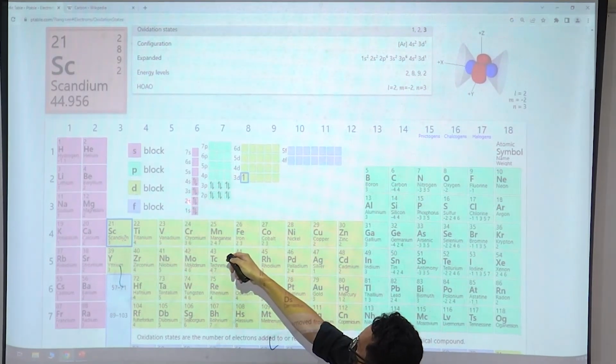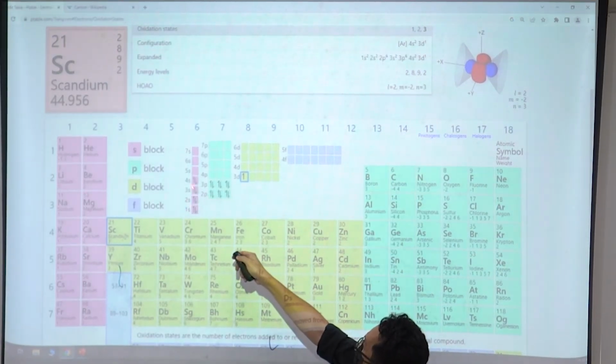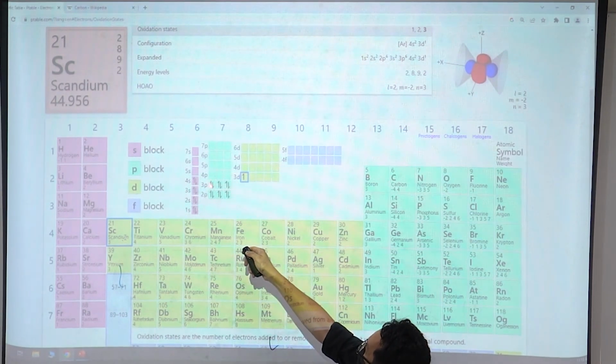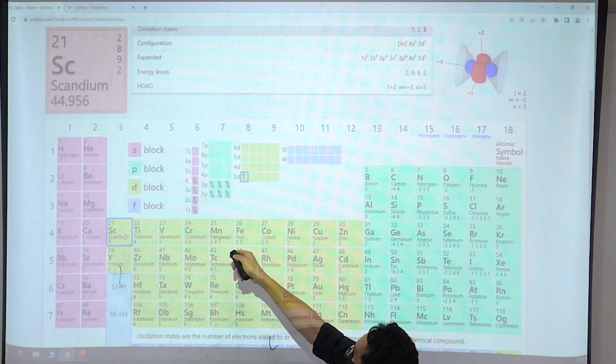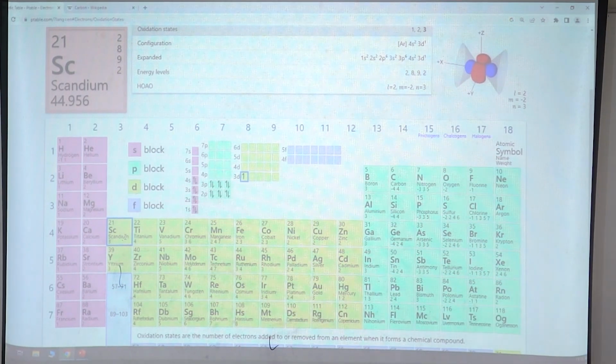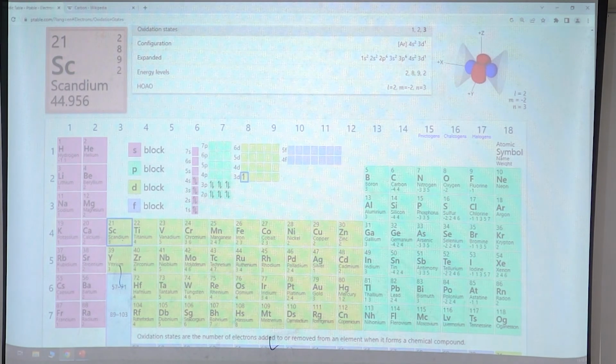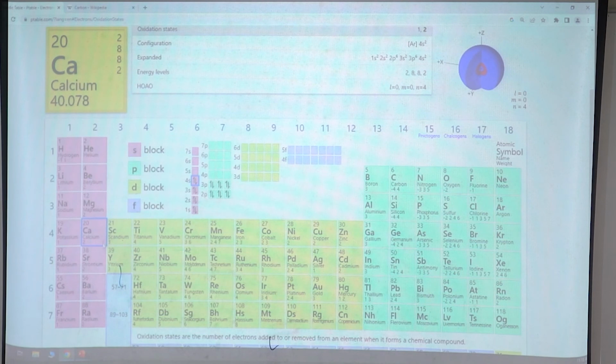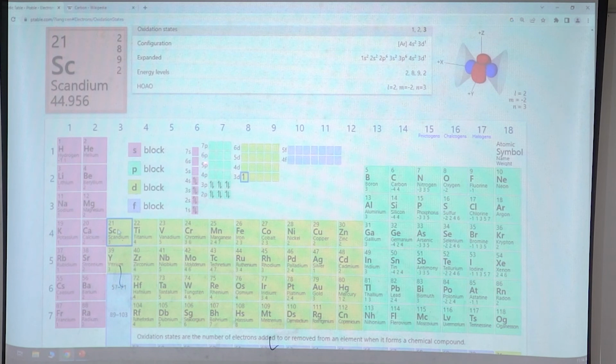1s goes to 2s, 2s goes to 2p, and then 2p goes to 3s. 3s goes to 3p, 3p goes to 4s, 4s goes to 3d. It's not like it goes straight in order. You see 4s, this is 4s, and then it goes 4s and then to 3d. Even though the number is 3, it's a higher energy level than 4s here.